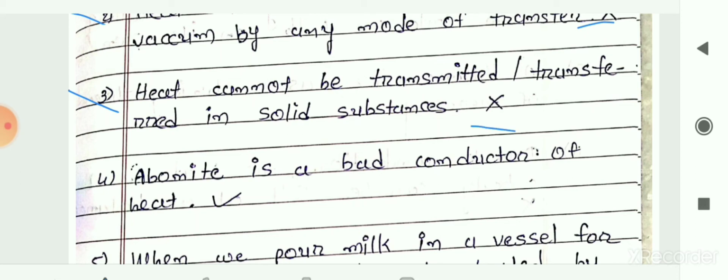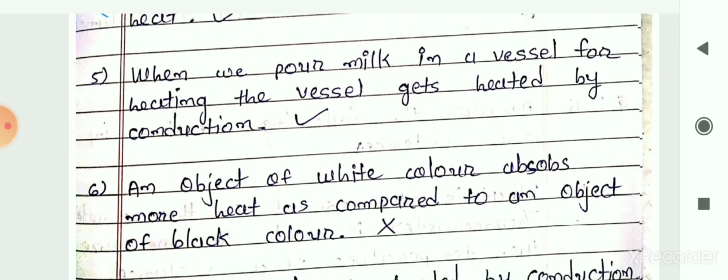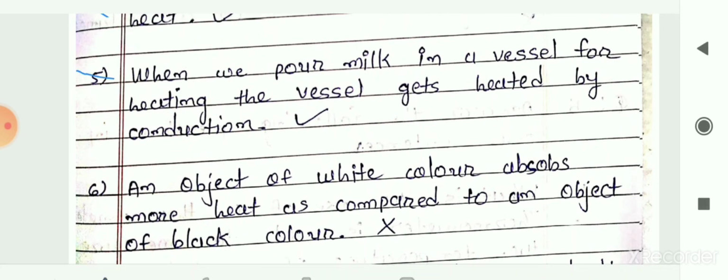For solid substances we had seen already, the conduction way of transfer of heat is used. Next is, ebonite is a bad conductor of heat. So answer is true. Next is, when we pour milk in a vessel for heating, the vessel gets heated by conduction. So answer is true. The vessel gets heated by the mode of conduction.